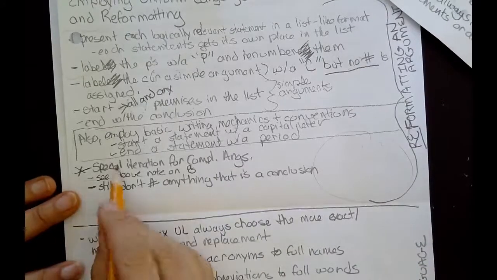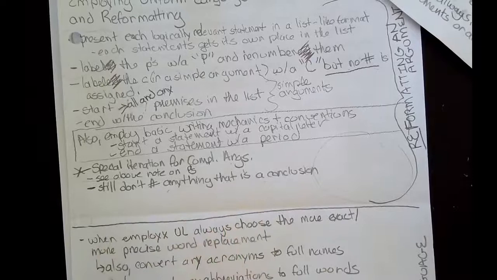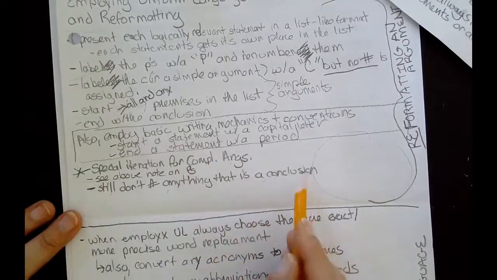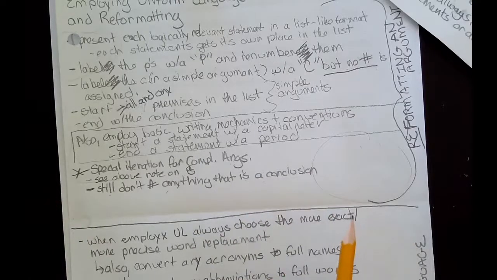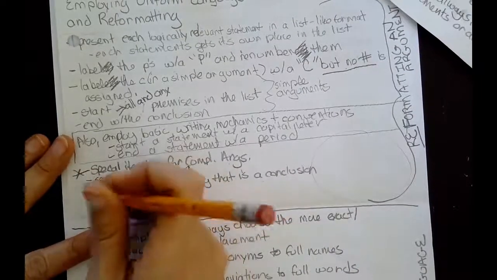So even when you're working with a complex argument, so we know in a complex argument, we're going to have two statements that function as a conclusion, right? You still don't number anything that is a conclusion. So sometimes students will start to do that in the middle to the end of the semester. They'll think, oh, well, there's more than one conclusion, so I have to number them. No, you still don't number anything that is a conclusion. Even if you have two subconclusions, even if there's just one subconclusion and a final conclusion, you're still not numbering any conclusions.